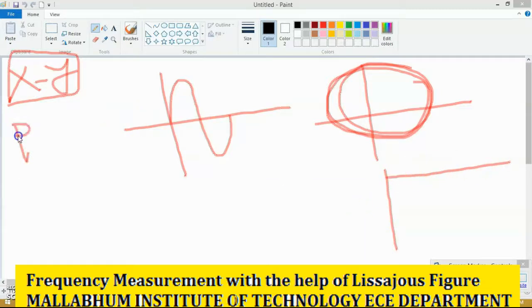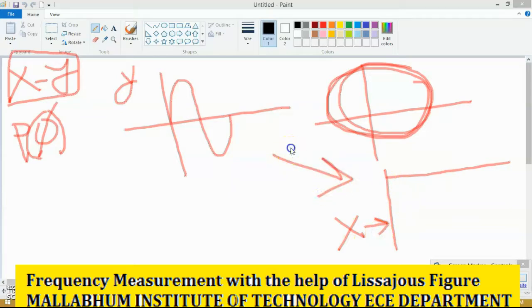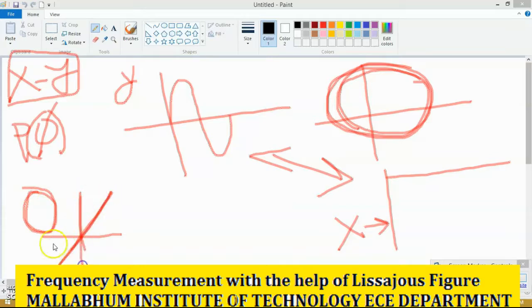Now in phase measurement, we apply a waveform to the vertical plate and a waveform to the horizontal plate. The phase difference between these two is determined from the different figures. If the figure is like this, the phase difference between them is something; if the figure we generate is like that, the phase difference is something else. We discussed that in the previous lecture.